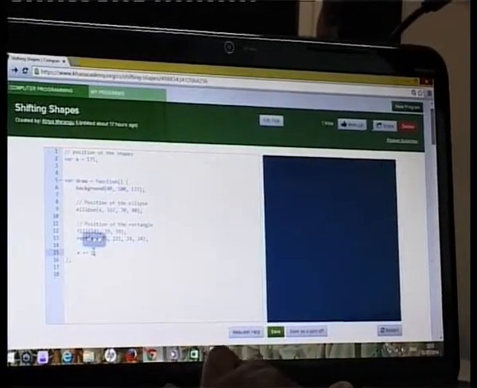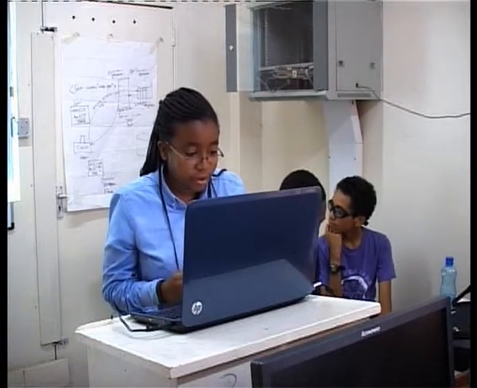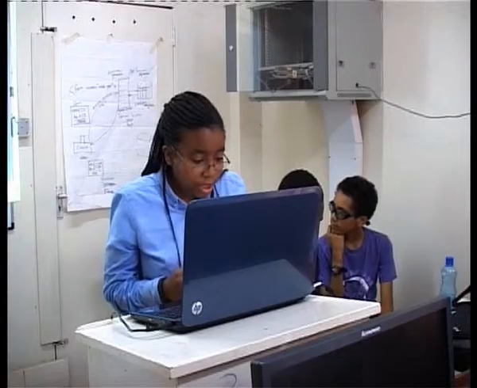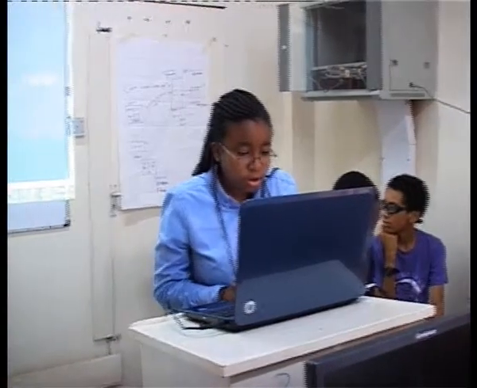Then I have the background, which sets the background color, which I've set to blue. Then I have the position of the ellipse, which are those coordinates, and also the position of the rectangle, which is these coordinates, and I've also had them fill in both the ellipse and the rectangle. And then I have x plus equals 1, which is saying, in simple terms, x equals x plus 1.